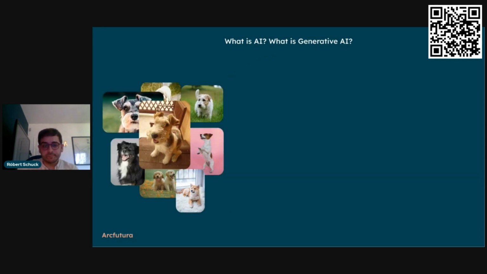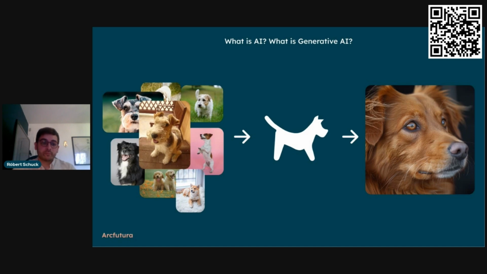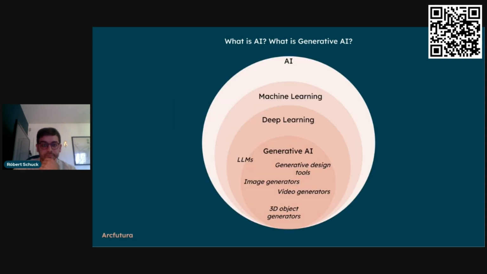To give you an example, if you give many images of dogs to a generative AI, it will eventually understand what is a dog. It will have a definition of a dog. It will understand what features make an animal a dog. And it will be capable of generating entirely new images of dogs that are not any of the images that were included in the training data.